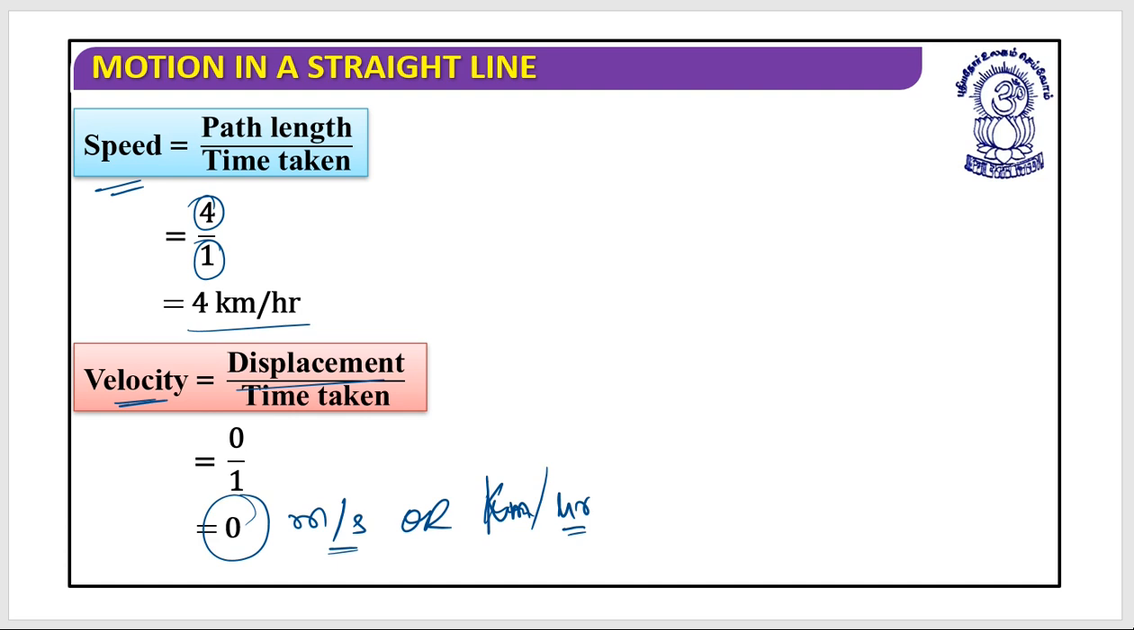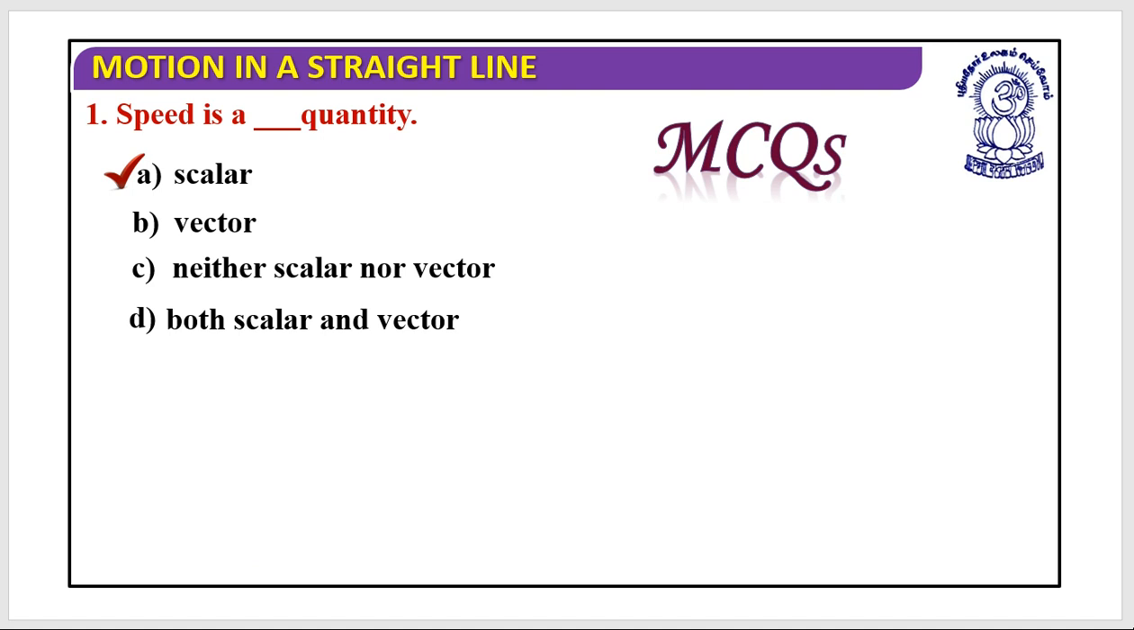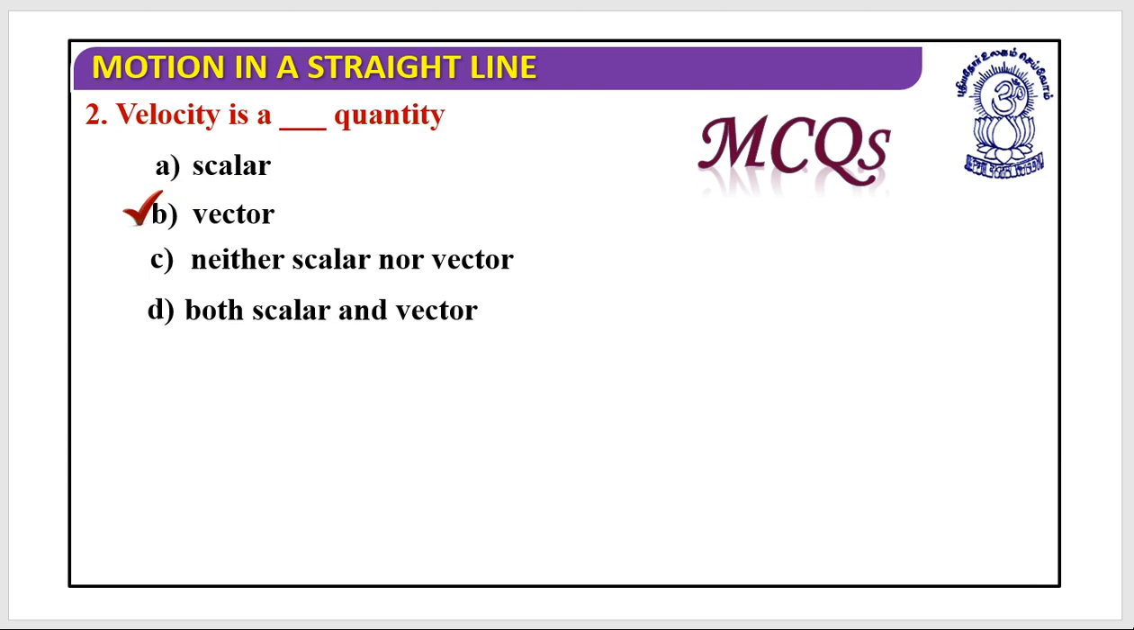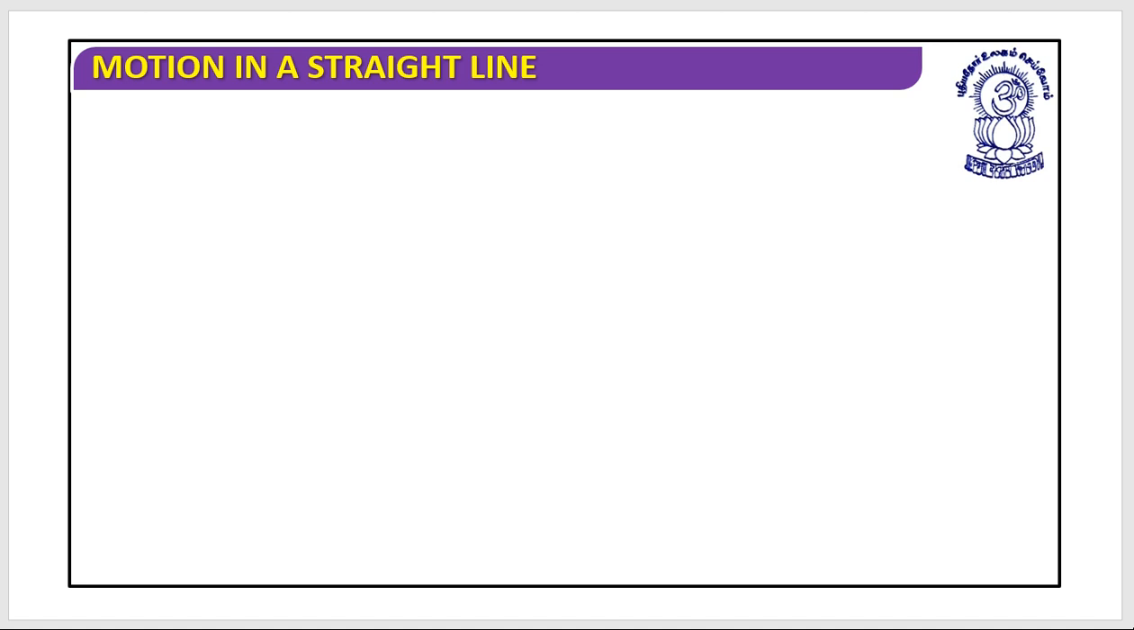Okay, let's look at certain numeric MCQs. Speed is a scalar quantity that you know. Next, velocity. Velocity is a vector quantity that you know. Now, let's move further. When we consider speed, we consider velocity.